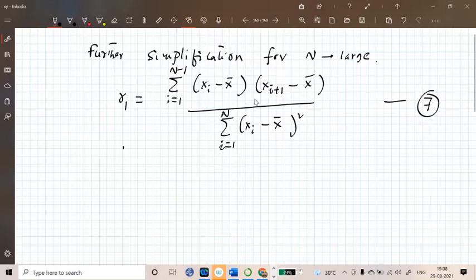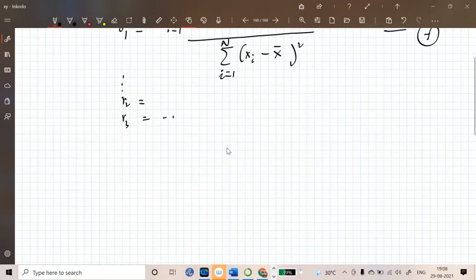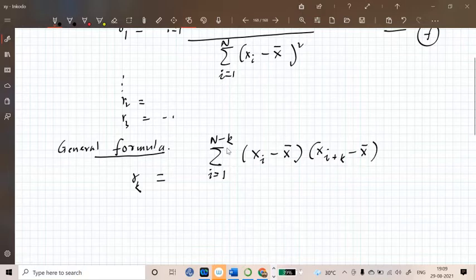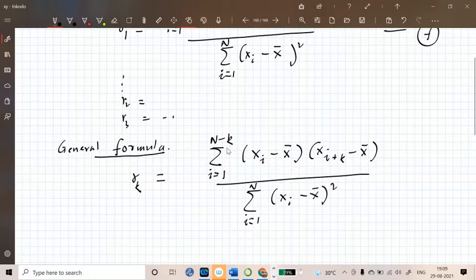So if this is R1, we can now calculate R2, R3 in the same way, and we just generalize this formula and write the general formula for gap k. So I write Rk equal to sum over i equal to 1 to n minus k of xi minus x bar times xi plus k minus x bar, by sum over i equal to 1 to n of xi minus x bar whole square. So this is equation number 8.